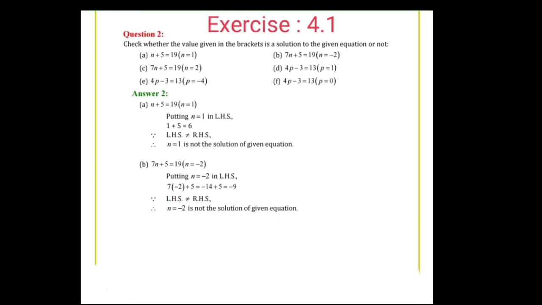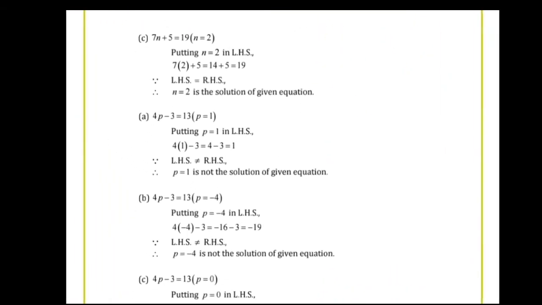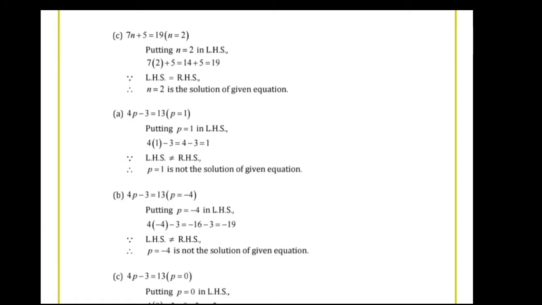Now after that, C. In question C, it is given 7n plus 5 equals 19. So if we put in the left hand side, in place of n, 2, so 7 times 2 is 14, plus 5, so 14 plus 5 equals 19, and it is already 19. So both are equal. It means LHS equals RHS. Therefore we can say that n equals 2 is the solution of the given equation.